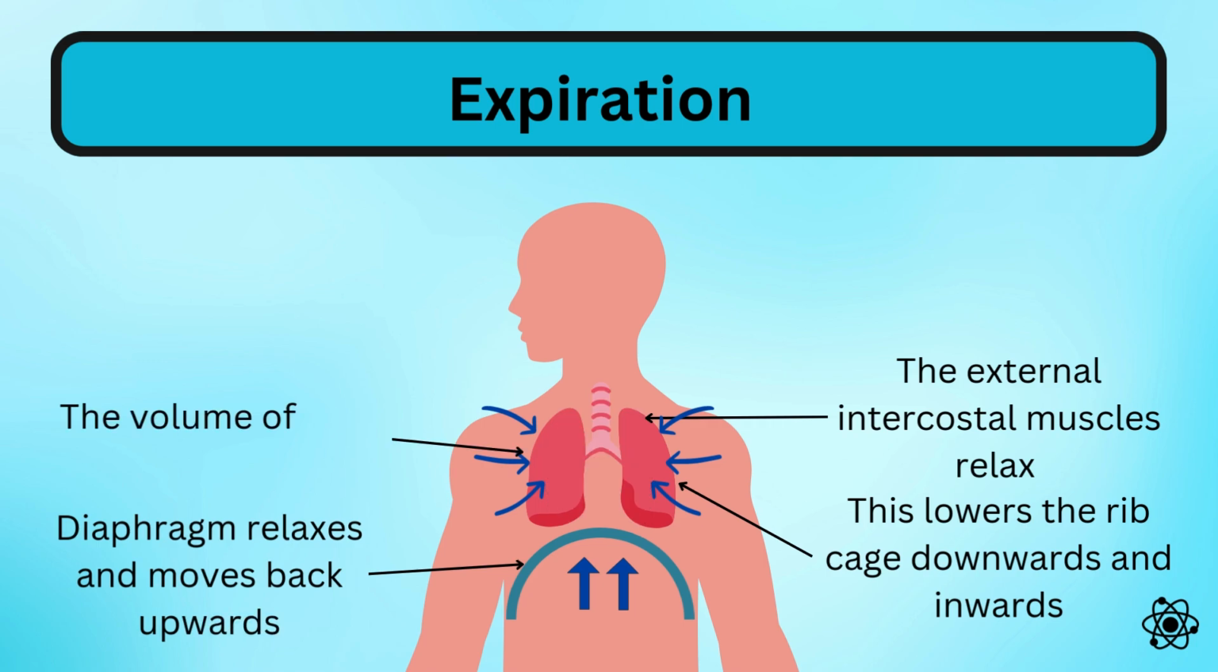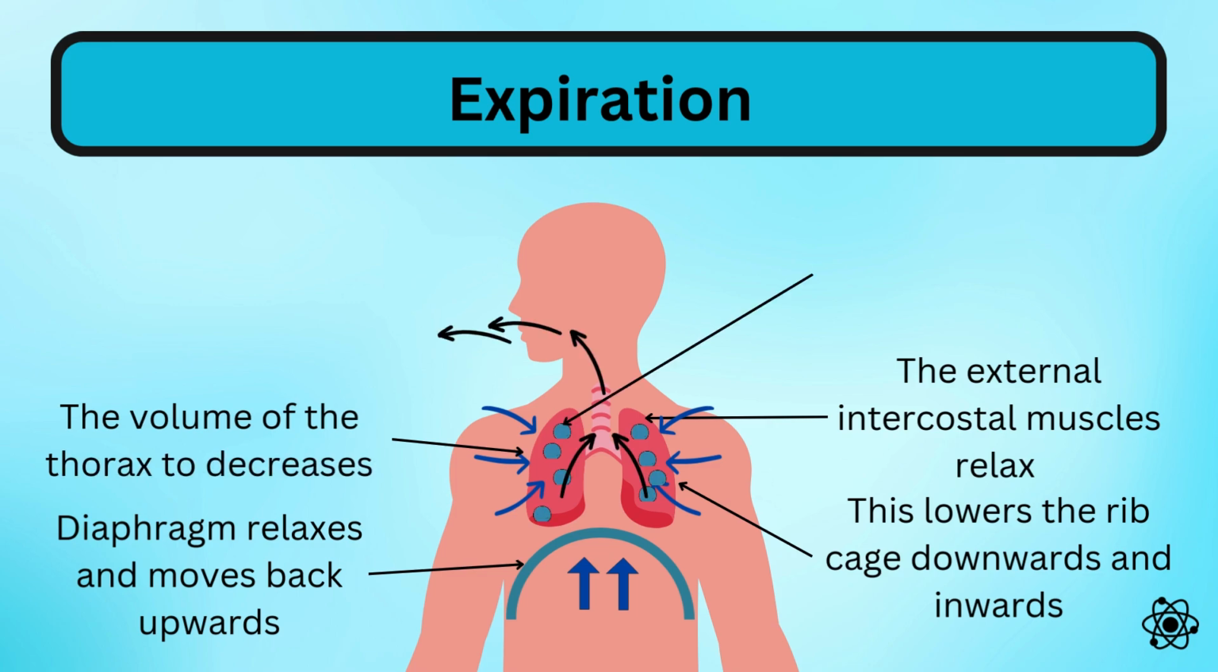Both of these factors lead to the volume of the thorax to decrease. When the volume of the thorax decreases, the air pressure inside the lungs increases. This is because the force exerted by the movement of gas molecules inside the lungs against the walls increases.